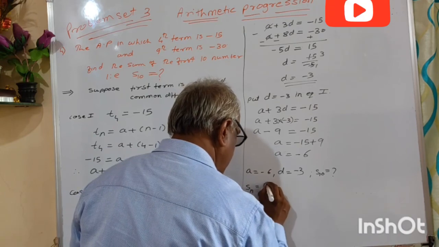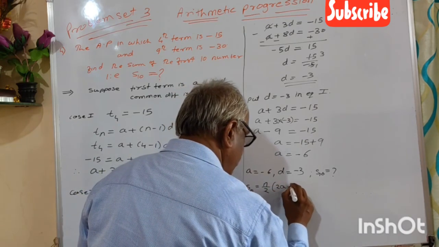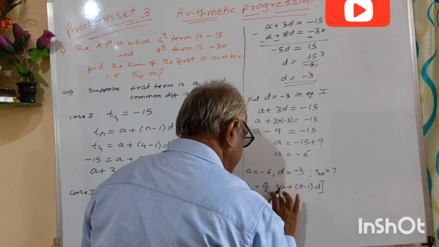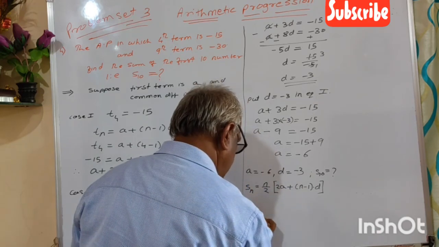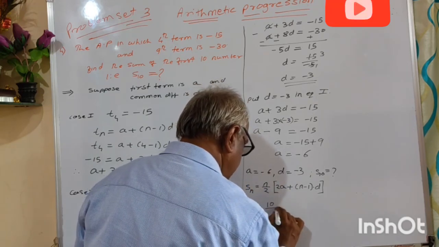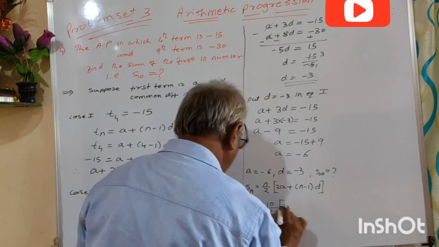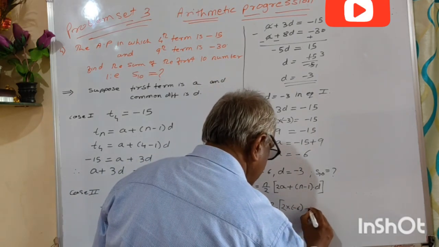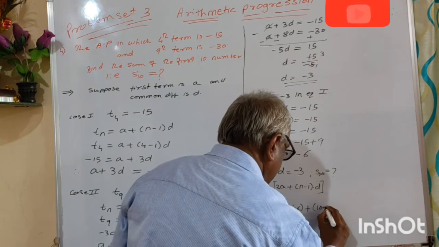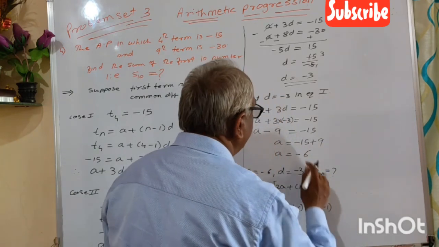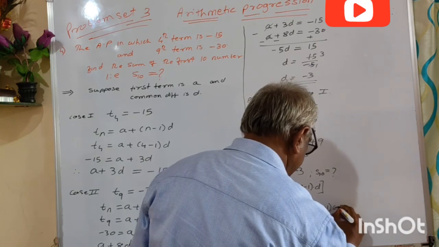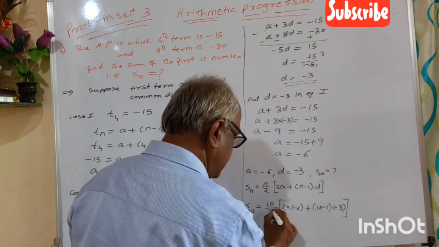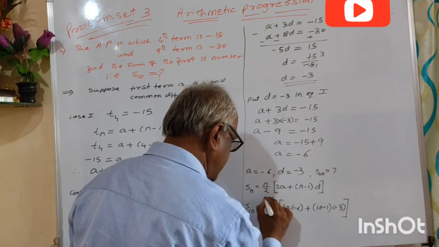So find S10. We know the formula: Sn is equal to n upon 2 in bracket 2a plus in bracket n minus 1 into d. Now S10 is equal to 10 upon 2 in bracket 2 into the value we have calculated, a is minus 6, plus 10 minus 1, and this d is minus 3. Bracket complete. Here you can do the cancellation. 2 1s are 2, 2 5s are 10.